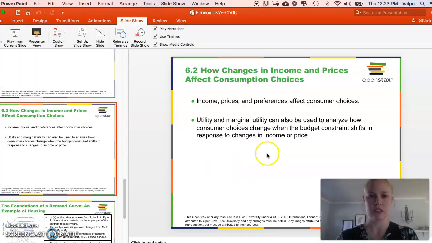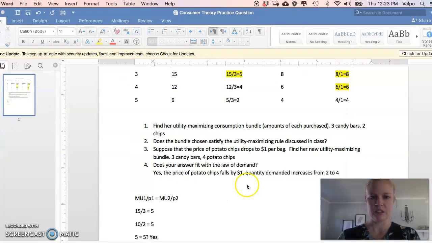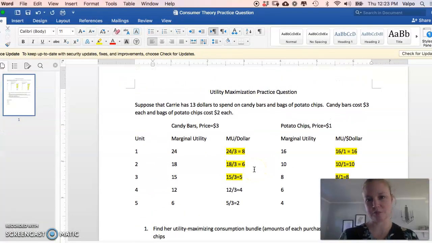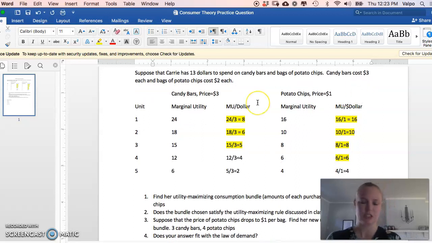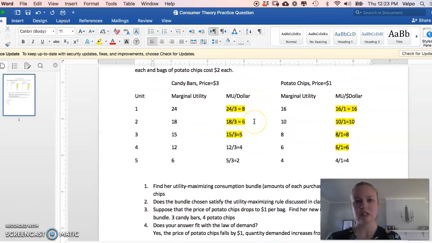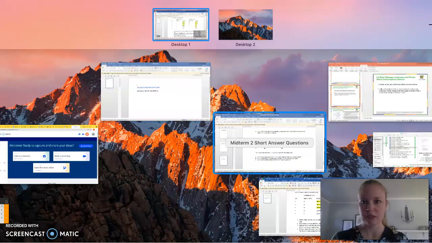So let's look at our example again. We can use the same framework to look at price changes, is basically what it's saying. The other thing that we could have done is we could have changed her income here. We could have given her more or less income and see how consumer choices change.